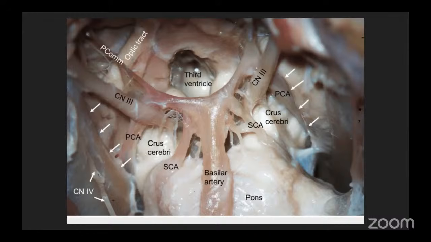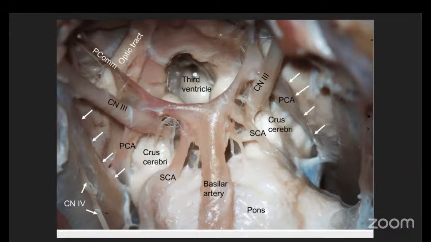So you can see the basilar artery here, which is then getting divided into its terminal branches, the PCAs. You can also see the origin of the superior cerebellar artery here. You can see the crus cerebri, we have the third nerve, and we can also see the PCOM. So this portion is the anterior incisural space.